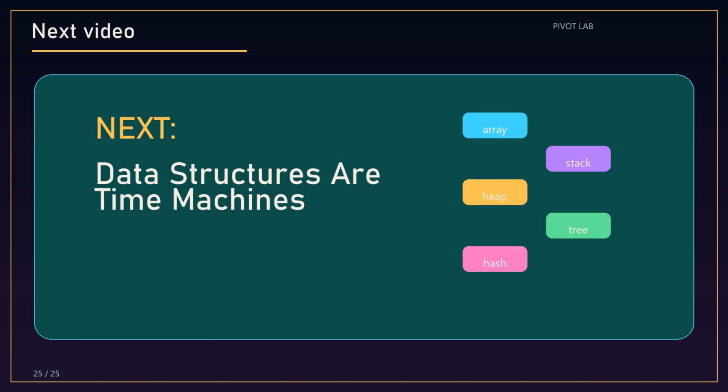In the next video, we move from algorithms to the things they manipulate, data structures. We will see why arrays, lists, stacks, queues, heaps, trees, and hash tables are not just storage containers. They are ways to prepay time for future operations.